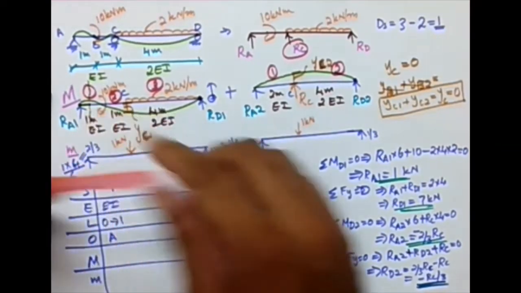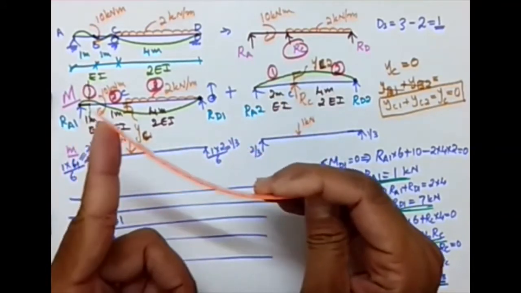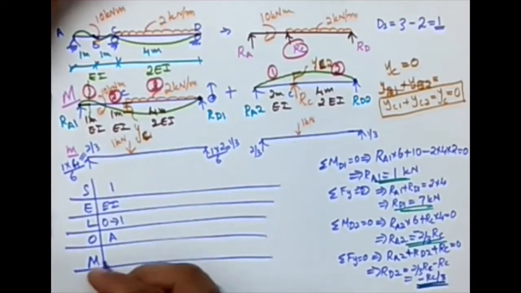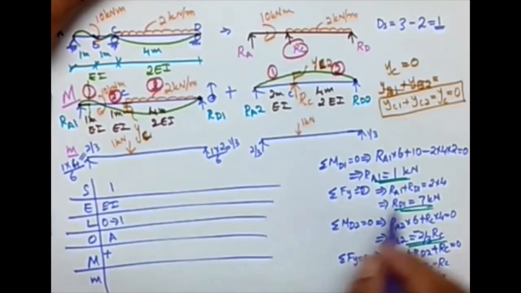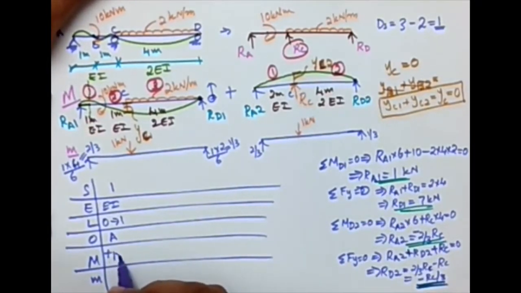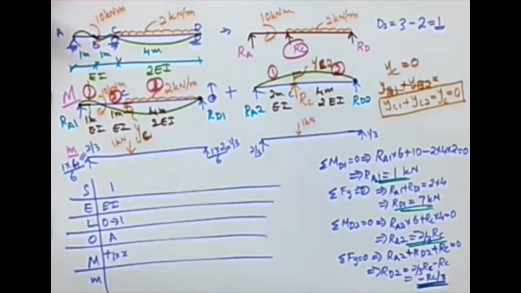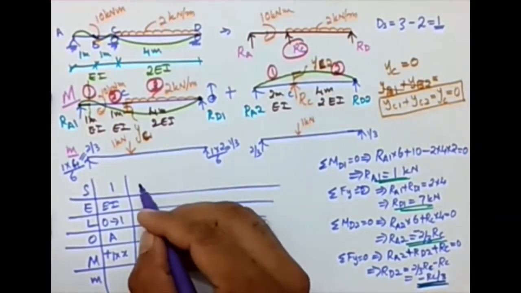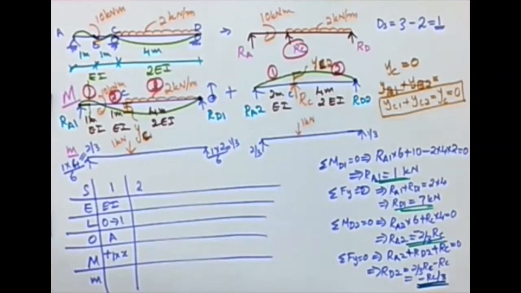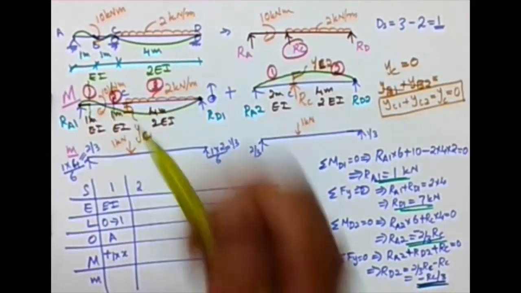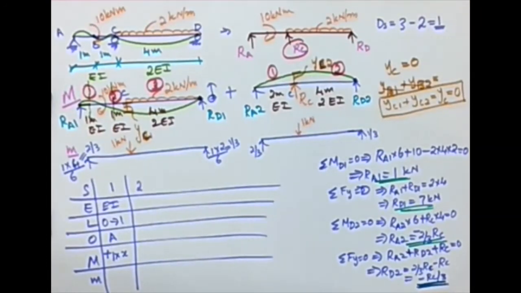Okay, I'm taking the section. So section is here, load is like this, it is sagging. So what I have is plus 1 into X. That is the segment 1. What about segment 2? Segment 2, I'm taking the section in segment 2. So left or right? I prefer left.